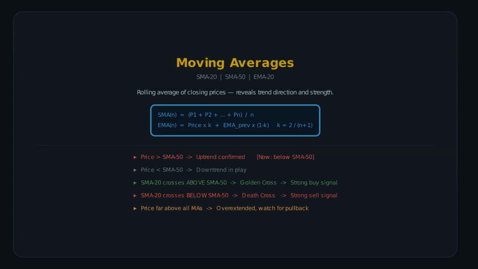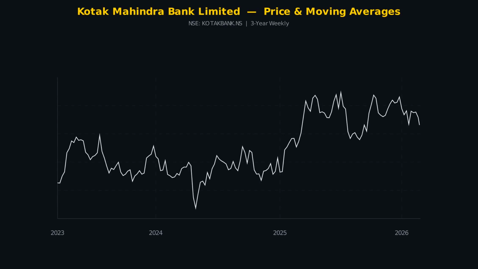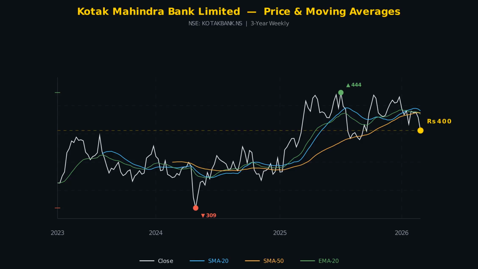analysis. Kotak Mahindra Bank Limited is currently at Rs 400. The SMA 20 is at 423 and the SMA 50 is at 420. Price is below the 50-period average, indicating a downtrend. Watch how the moving averages act as dynamic support and resistance throughout the 3 years of price history shown here.